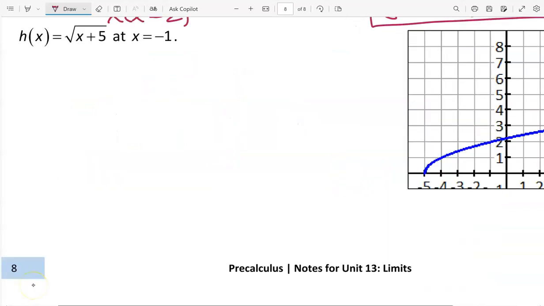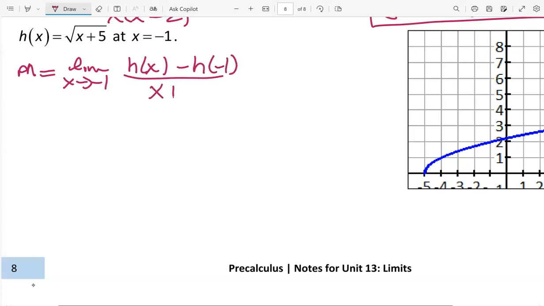In our last example, h of x is a square root function, and so the slope at x equals negative 1 is equal to the limit as x approaches negative 1 of h of x minus h of negative 1 divided by x minus negative 1, which is equivalent to x plus 1. H of x is the square root of x plus 5, and h of negative 1 is the square root of negative 1 plus 5, which is the square root of 4, or 2.